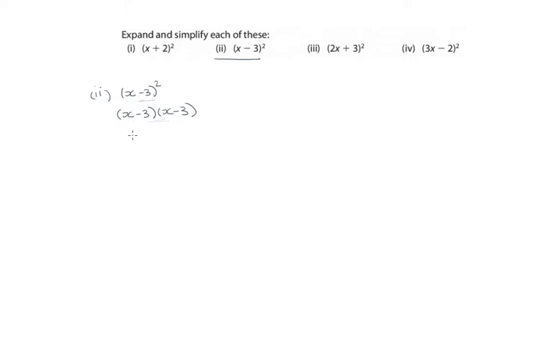Now we just multiply it out like we were doing before. X by x is x squared. X by minus 3 is minus 3x. Minus 3 multiplied by x is another minus 3x. And minus 3 multiplied by minus 3. 3 by 3 is 9, and a minus by a minus is a plus, so it's plus 9. So it would be x squared, minus 3x and minus 3x would be minus 6x, and then plus 9. And that's the answer. And you're doing the same with the other ones. They're all squared.